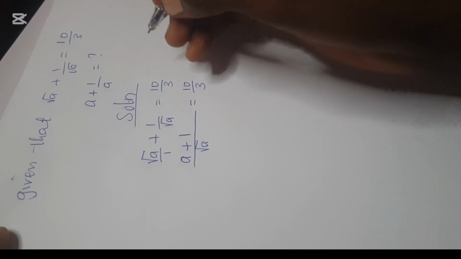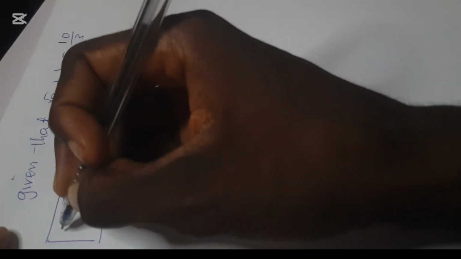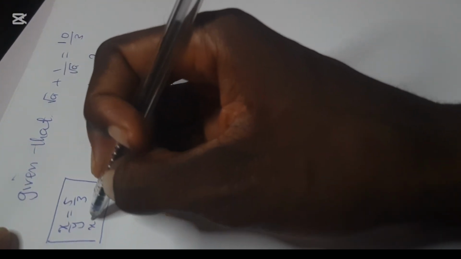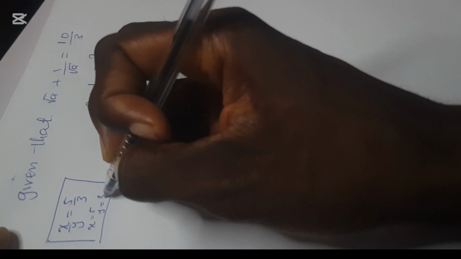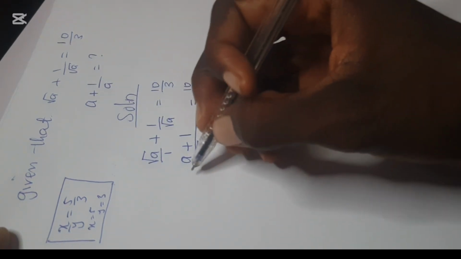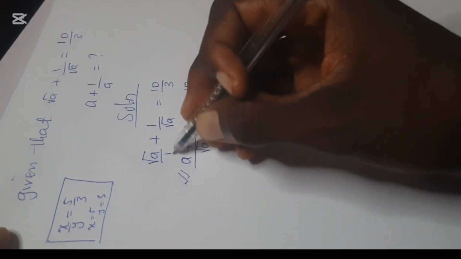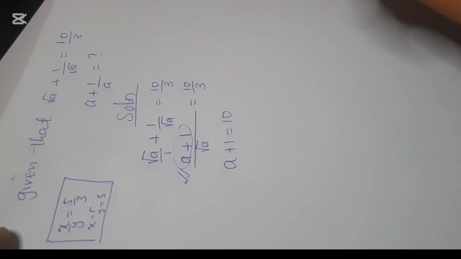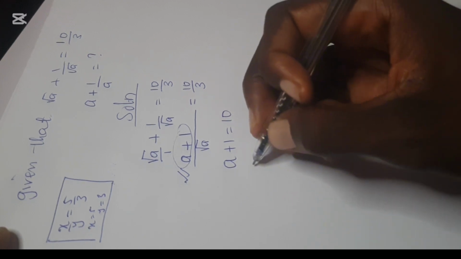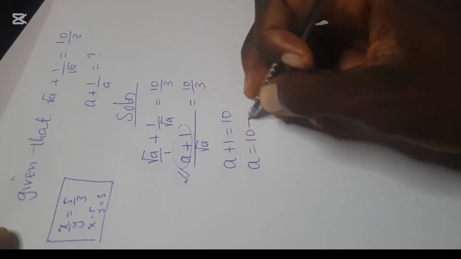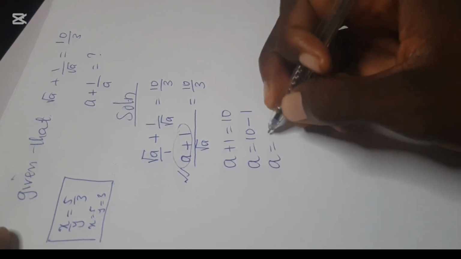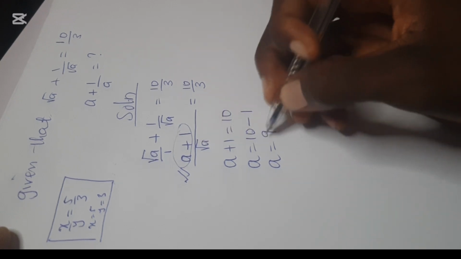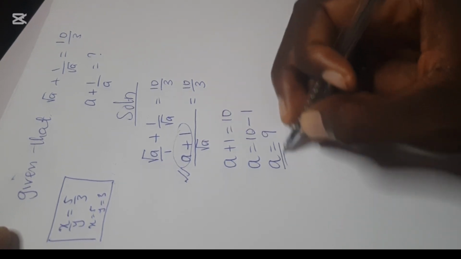But recall that if I have something like x over y to be 5 over 3, it means x is equal to 5 and y is equal to 3, right? So I want to apply the same thing here. For the numerator, which is what I have on top, a plus 1 is equal to 10, right? Which implies that a is equal to 10 minus 1, which means a is equal to what? 9, because 10 minus 1 is what? 9.